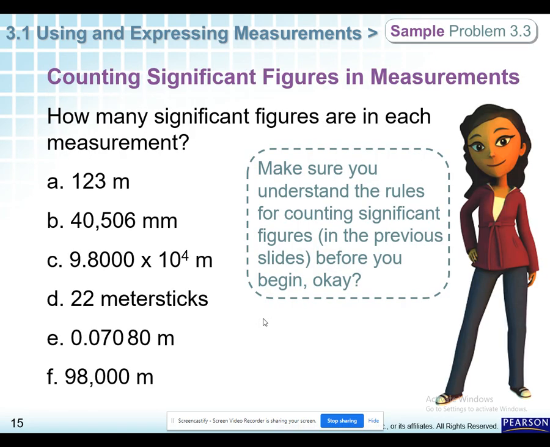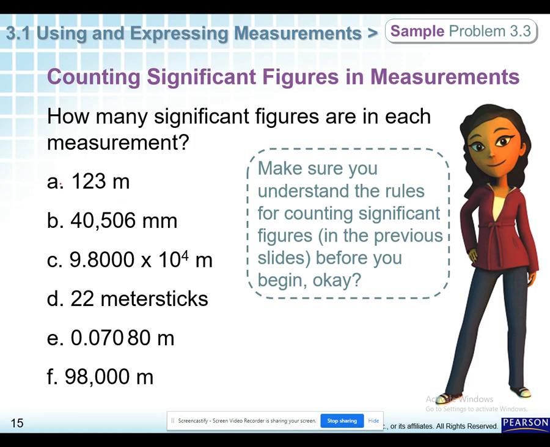So let's do some practice problems. What I want you to first do is pause this video and see if you can figure out how many sig figs these numbers have. Make sure you understand the rules for counting sig figs before you begin. If you need to go review them, please review them, and then we'll go over the answers. Okay, let's look at the answers.